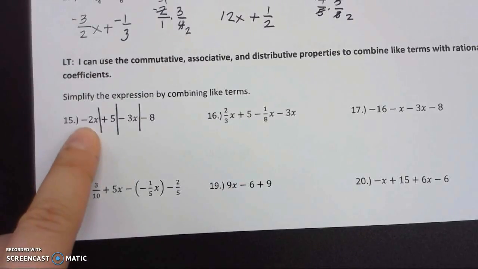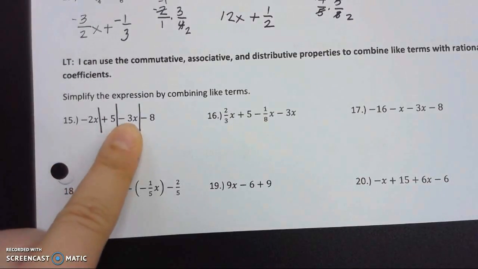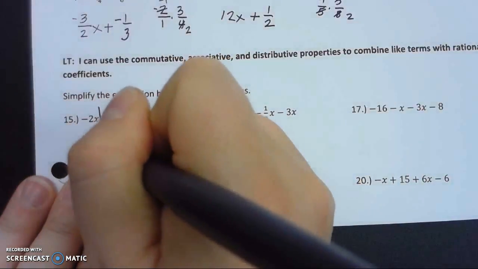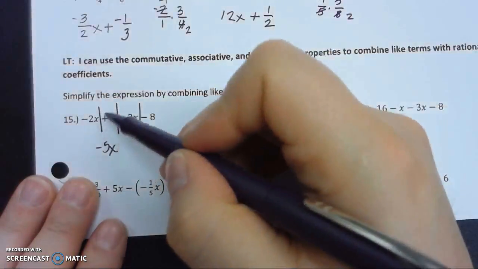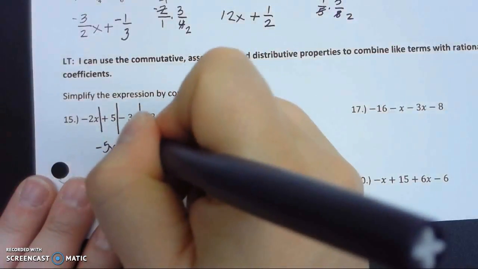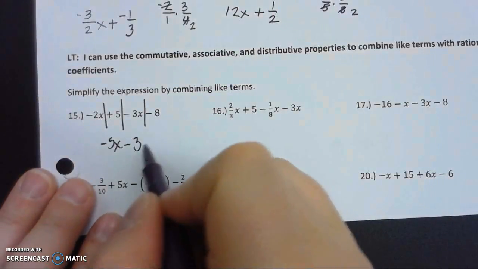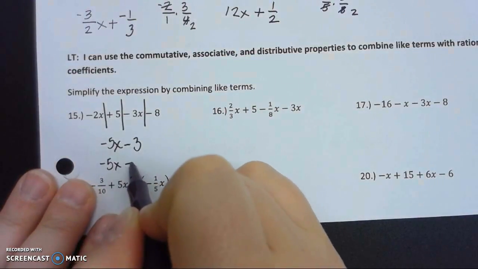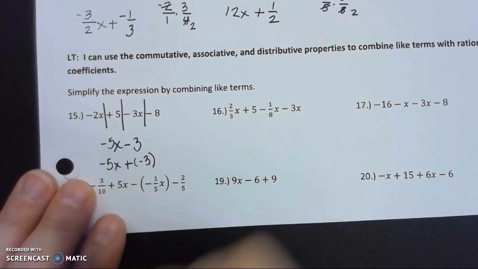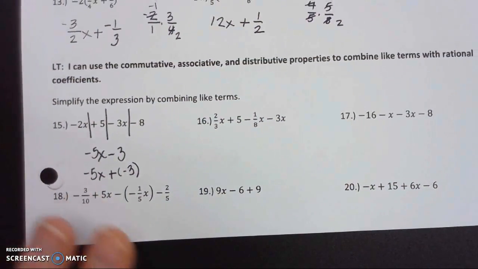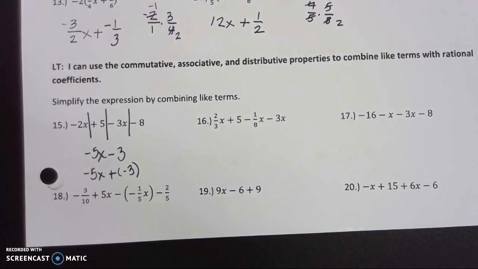So I end up with a negative 2x minus 3x. So negative 2 plus negative 3 gives me negative 5x. 5 minus 8 would be a minus 3. So we could have negative 5x minus 3, or you could have negative 5x plus negative 3 if you like that instead. Taking a look at number 16, I have a 2/3 x, a negative 1/8 x, and a negative 3x.